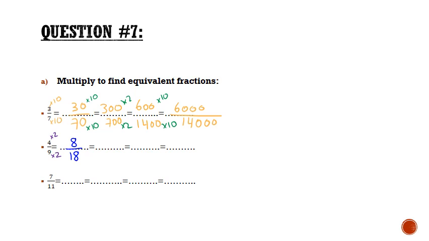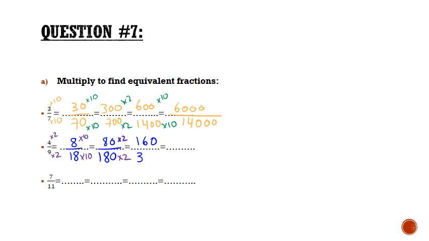18. Very good. Now what? Times 10. Times 10, yes you can. What do I get? 80. And 100 over 180. Very good. Now what? Times 2. Times 2, yes. Times 2. And times 2. What do I get? 160. 160 over 18 times 2 is 36, right?